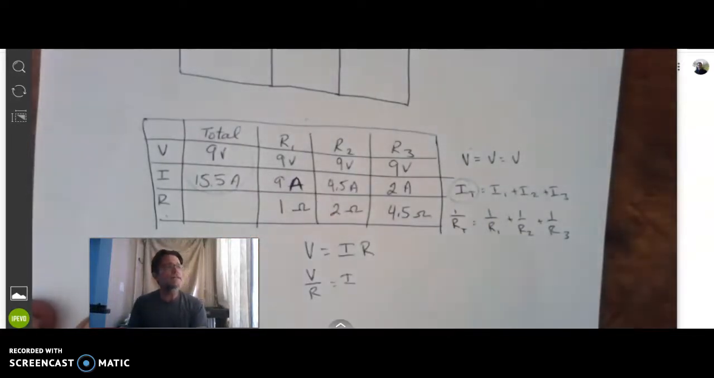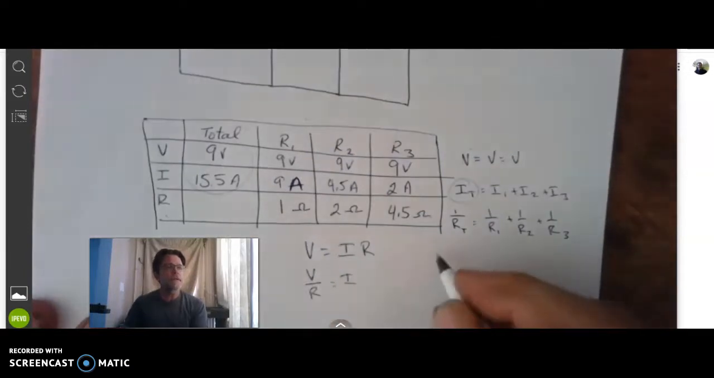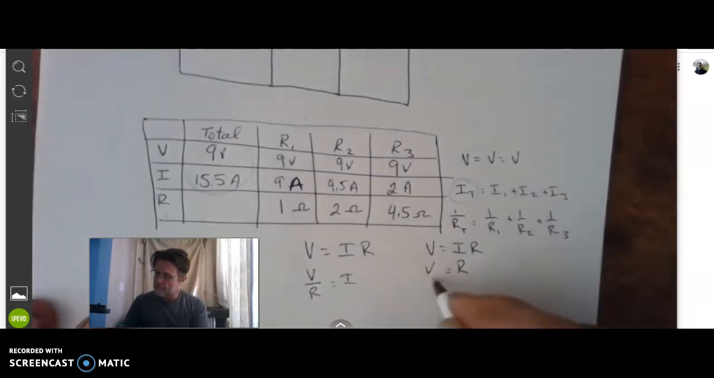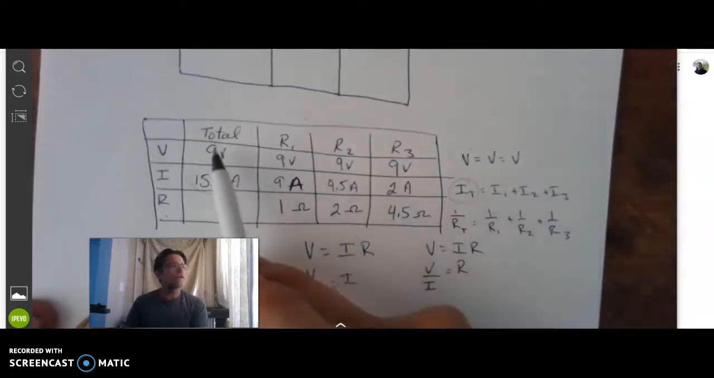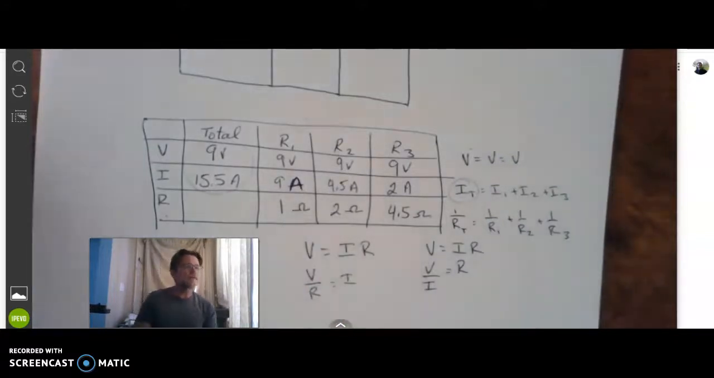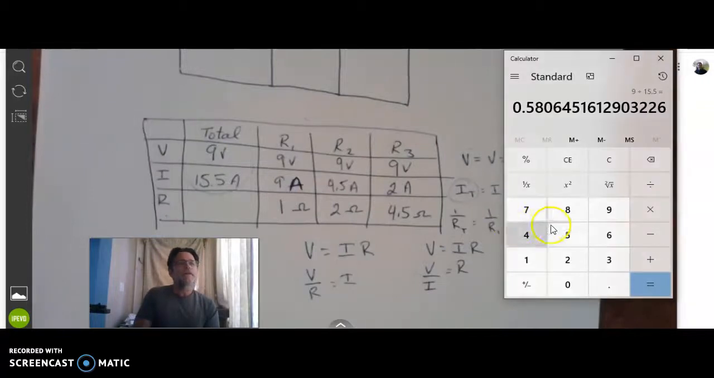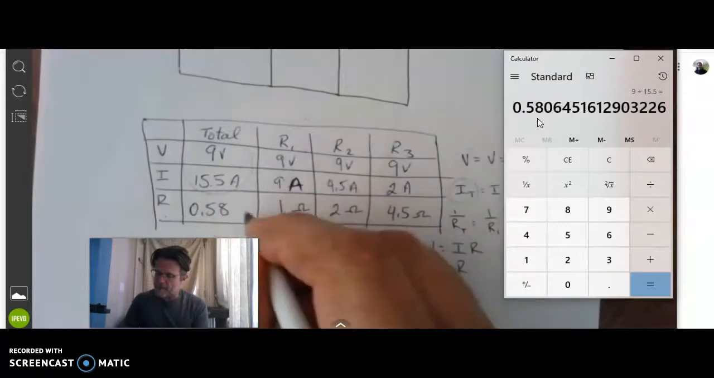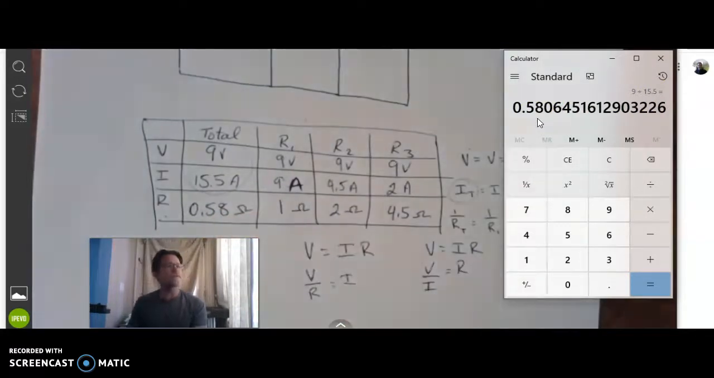Okay, so now instead of finding common denominators here and then taking the inverse later, we now have these two guys. We can calculate the third. So again, if we go V is equal to IR, R is going to equal V divided by I. Okay, so we've got V divided by I. 9 divided by 15.5. I did it a moment ago. So 9 divided by 15.5 is equal to 0.58. 0.58 ohms would be the total resistance.